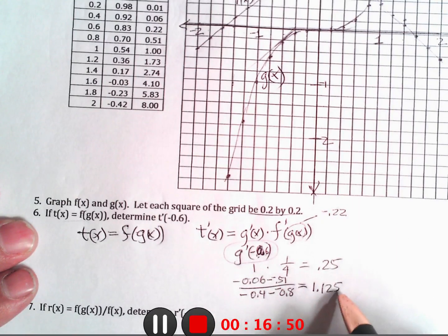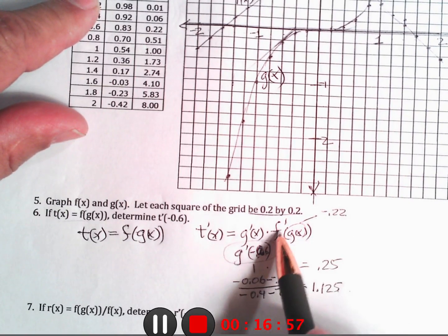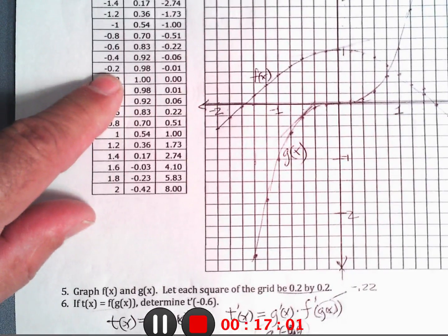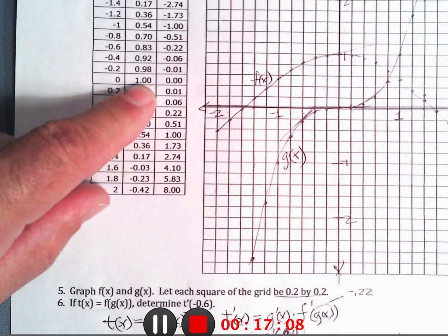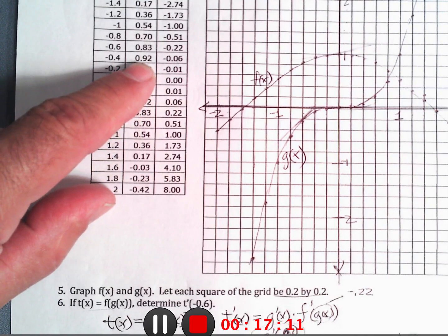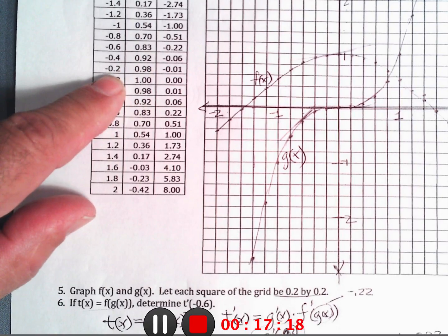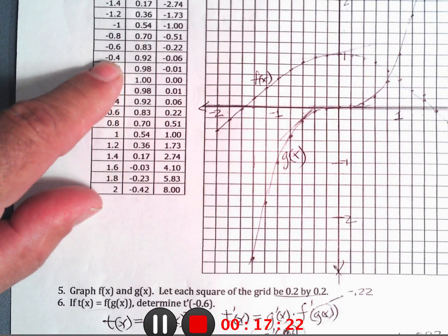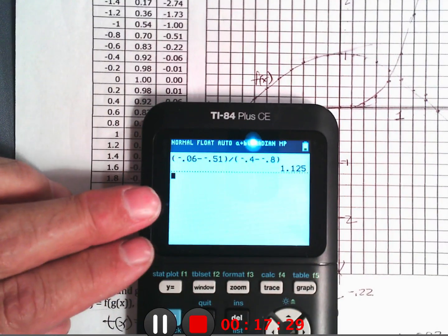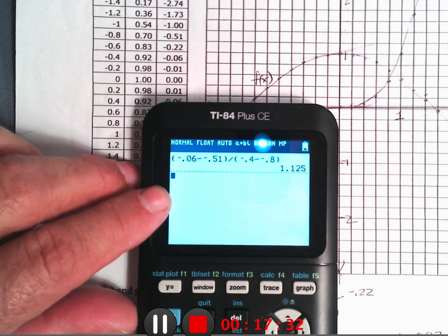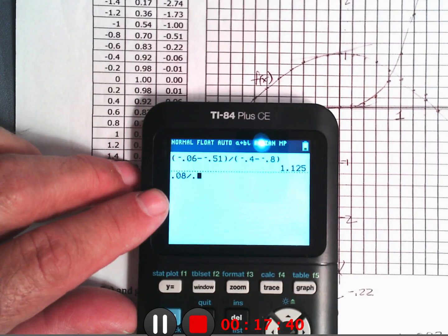I've got to take that times the slope at negative 0.22 for f prime. That's close to there. So I'll do 1 minus 0.92 over doing 0 minus negative 0.4, which is going to be 1 minus 0.92 is 0.08 divided by, and this is 0.4, and I get 0.2.